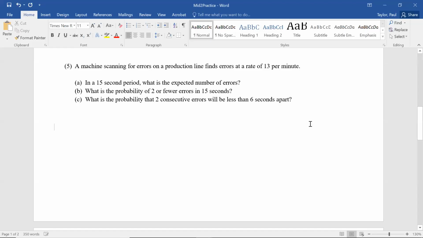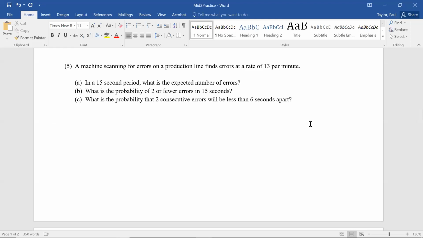Last question, number 5. Scanning machine. A machine is scanning for errors on a production line. It finds errors at a rate of 13 per minute. In a 15-second period, what is the expected number of errors? What is the probability that 2 or fewer errors come in 15 seconds? And what is the probability that 2 consecutive errors are less than 6 seconds apart?